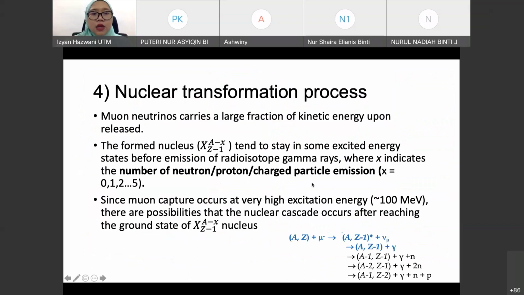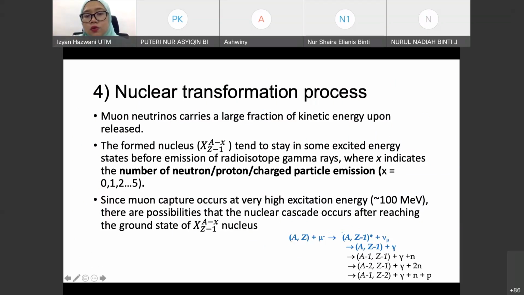Finally, the last process is the nuclear transformation process. This is related to the emission of the muon neutrino. Since this muon neutrino is very fast, with a kinetic energy of around 100 MeV, that is why the neutrino is called a ghost particle. So it actually carries a large fraction of the kinetic energy after this muon capture reaction.